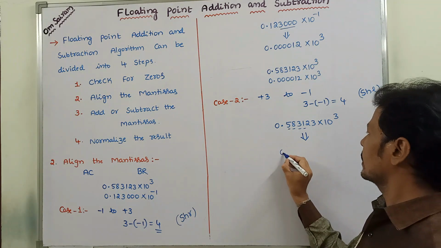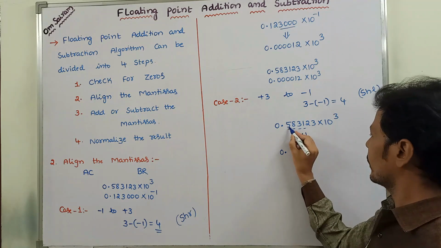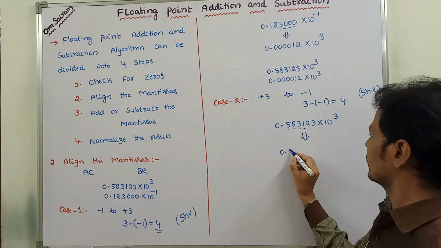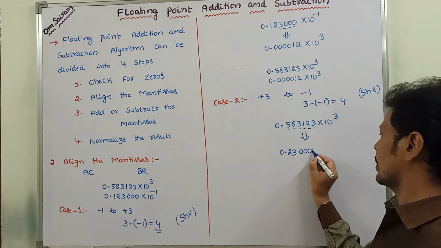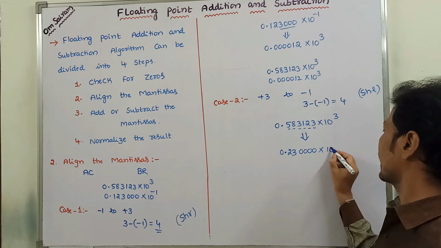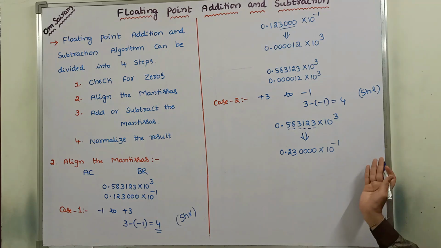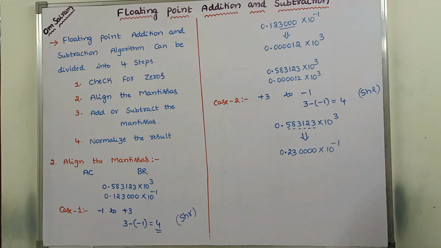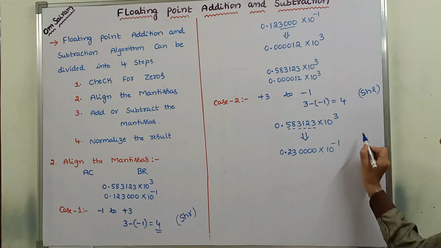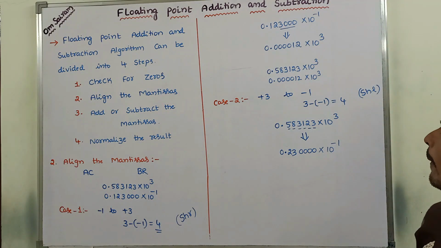So after that, we are getting 0.2. 2 is shifted to here. 3 is shifted to here. So then these four positions are filled with zeros. Then we are getting 10 power minus 1. Four times we have to perform the shift left operation on the mantissa part of the first floating point number. So this is called alignment of the mantissa.